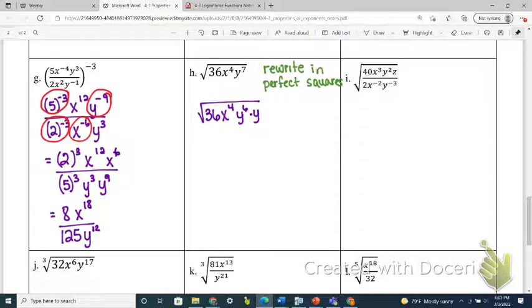So here we go. Square root of 36 is 6. That comes out. Square root of x to the 4th. 4 divided by 2 is 2. So that's x squared. Square root of y to the 6th. So that's going to be y cubed. 6 divided by 2 is 3. This y to the first does not have an even exponent, so it has to stay inside. So there's your final answer.